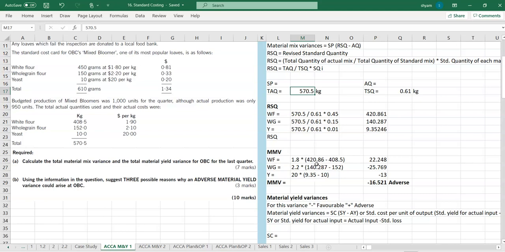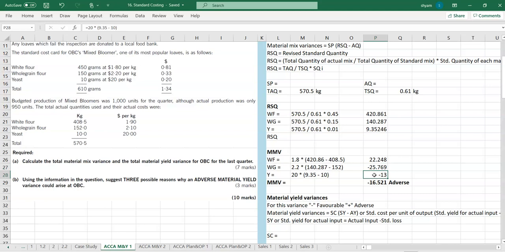And how does that differ from the actual quantity? If you see, they should have used 420 kg of white flour, but they have used only 408. They should have used 140 of whole grain, but they have used more, 152. They should have used 9.35 of yeast, but they have used 10. If you use less than the proportion, it becomes a favorable variance. When you use more than the proportion, it becomes an adverse variance, right? That's why these two are adverse.